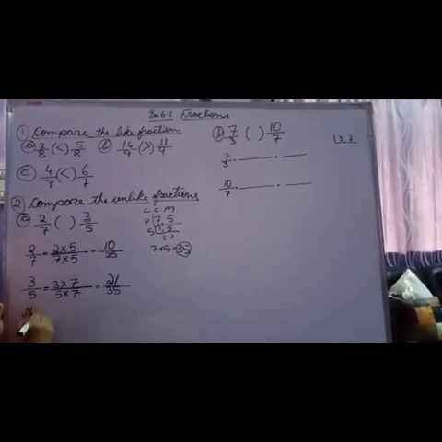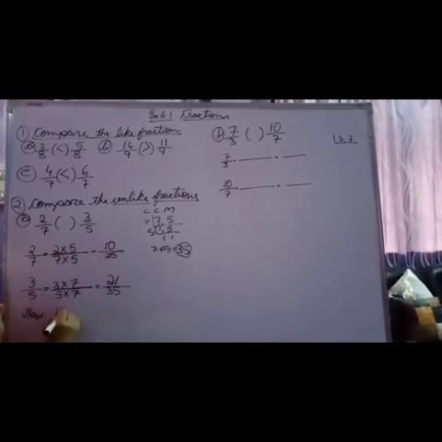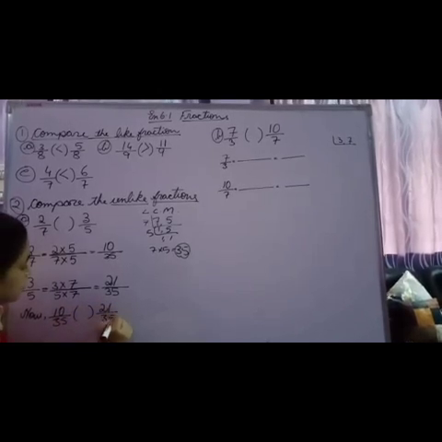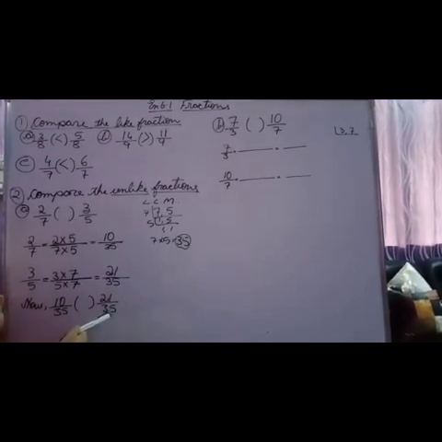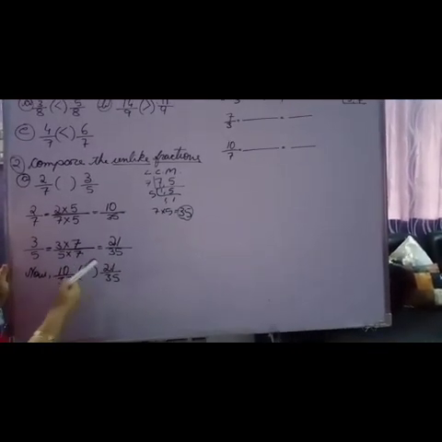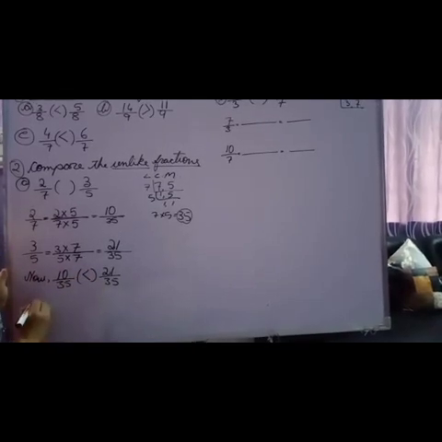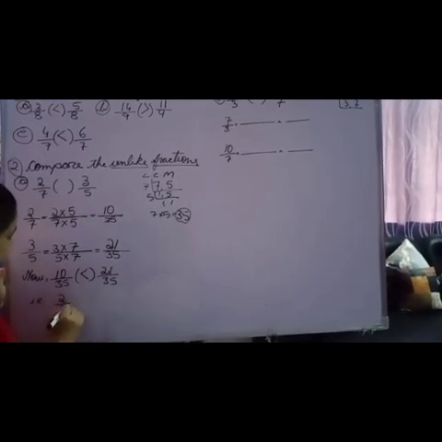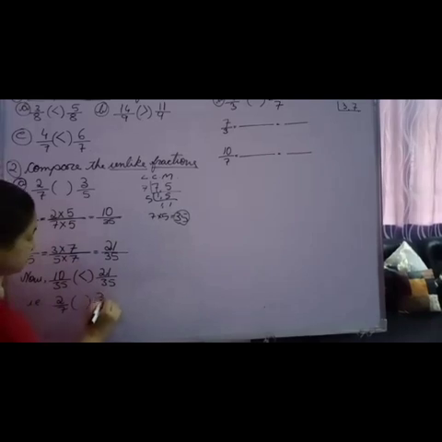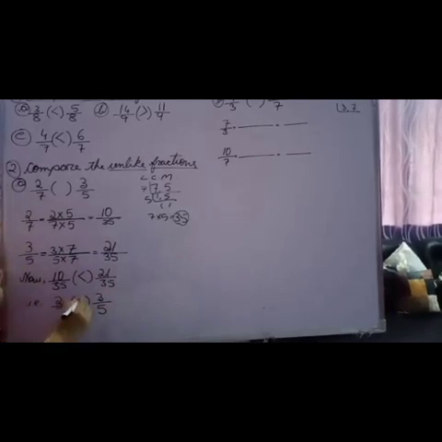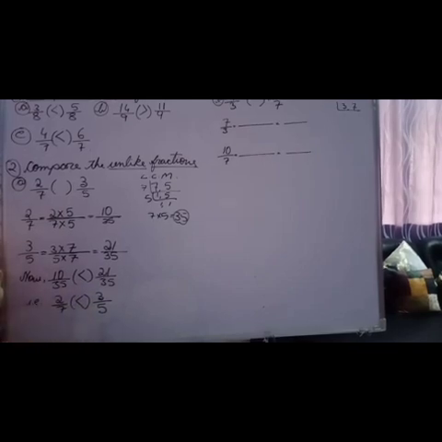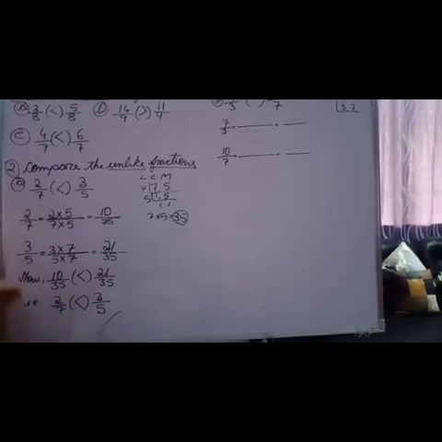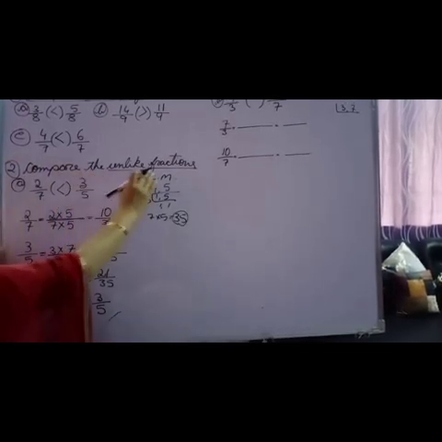Now first we will compare these like fractions, 10 by 35 and 21 by 35. Here the denominators are same, so which one is greater, 10 or 21? 21 is greater. That means 10 by 35, that is 2 by 7, and 21 by 35 is 3 by 5. So now that means 3 by 5 is greater than 2 by 7. So this is the answer. This is the procedure to find out the comparison between unlike fractions.